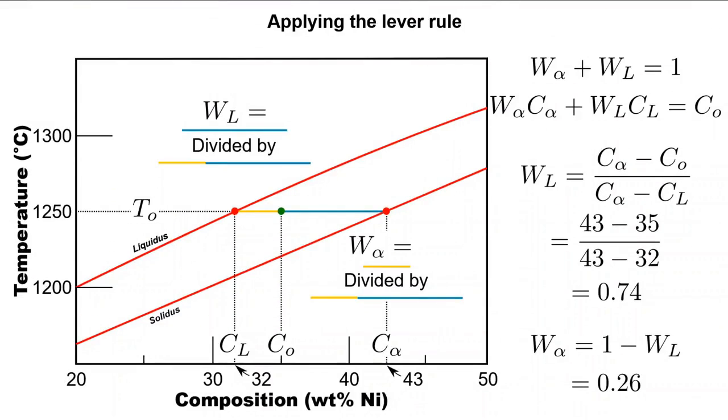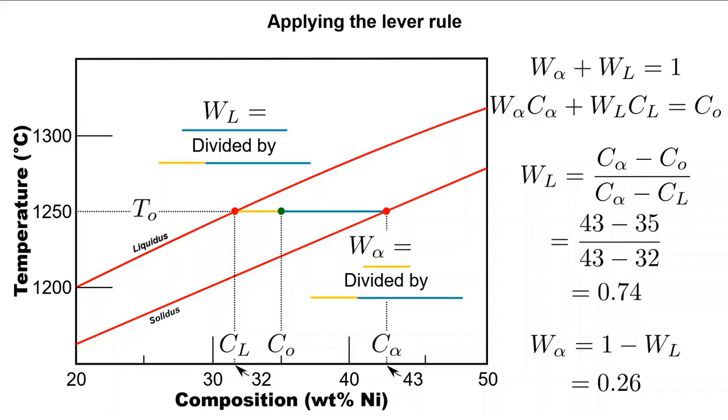Let's go ahead and apply the lever rule to our circumstances. Writing out the specific expression with values read from the phase diagram for the mass fraction of liquid, we end up with a result of 0.74. Or 74% of the overall material will be liquid at 1250 degrees Celsius.